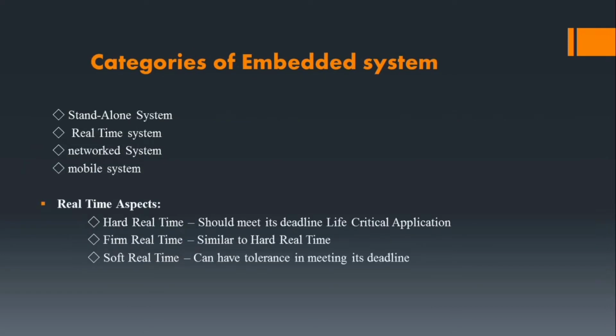So next, categories of embedded system. The categories are standalone system, real-time system, networked system, and mobile system. Real-time aspects: hard real-time, firm real-time, and soft real-time.